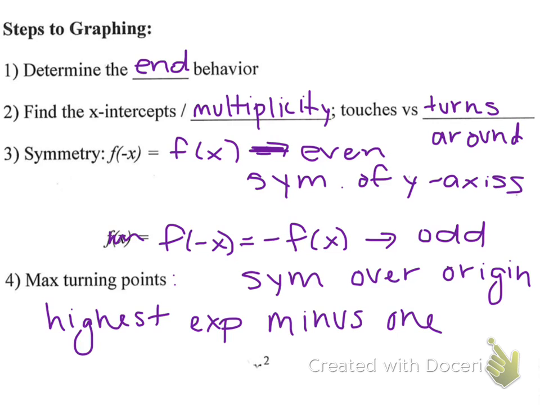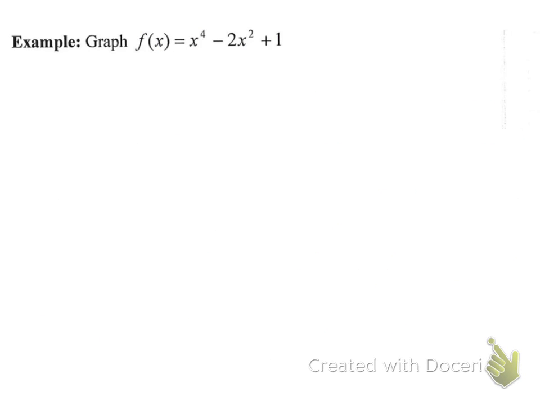All right, so let's go through one example, just doing some tests and creating the graph on our own. So based on this, the first thing we're going to find, step 1 says find your end behavior. So we look at our leading coefficient, positive, highest exponent is even. Therefore, our end behavior is up, up.